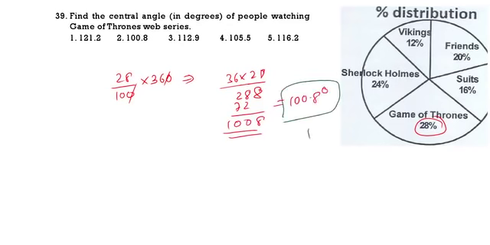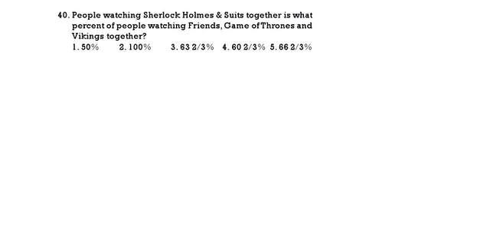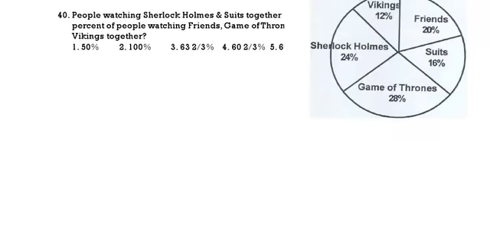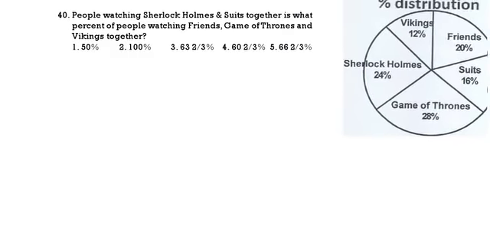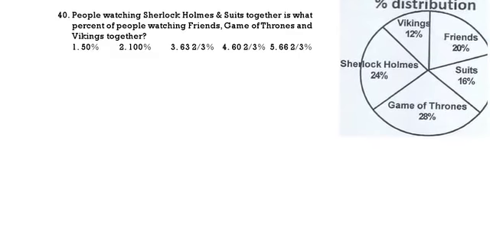100.8 degrees. That is the correct answer. See the next question. The people watching Sherlock Holmes and Suits together is what percent of the people watching Friends, Games of Thrones, Vikings? Sherlock Holmes is 24. Suits is 16. So that will be 40. Sherlock Holmes plus Suits is 40.